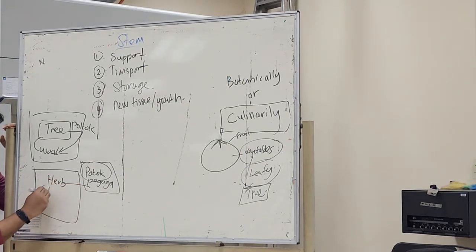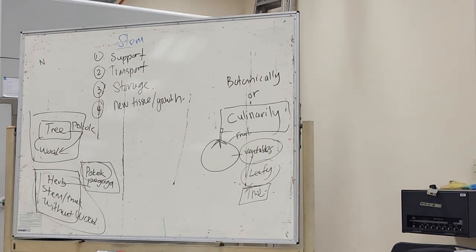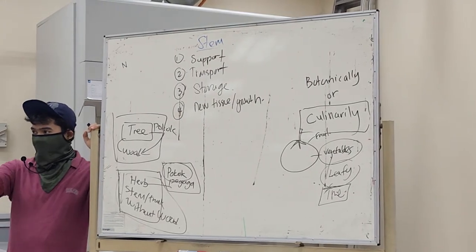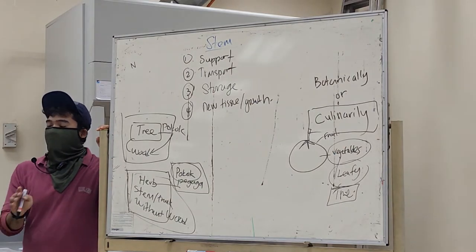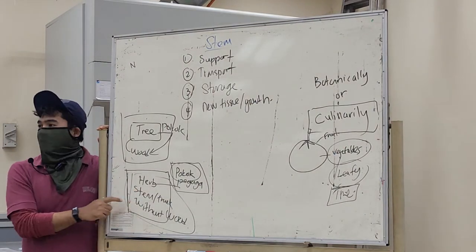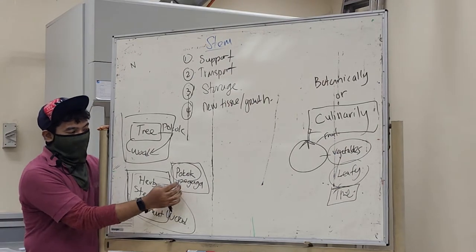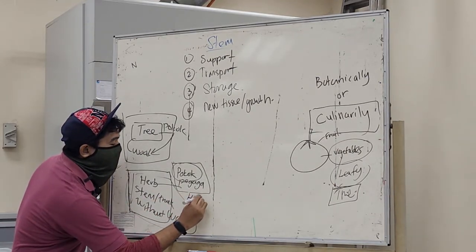Herb, stem or trunk without wood. No wood. So for now, you take it this way. Whenever there is wood in the plant, in the stem, in the trunk, you call it tree, botanically. But the moment it hasn't got any wood in it, botanically, it is an herb. So even though in Malay it's called pokok pegaga, the correct terminology should be herba pegaga.